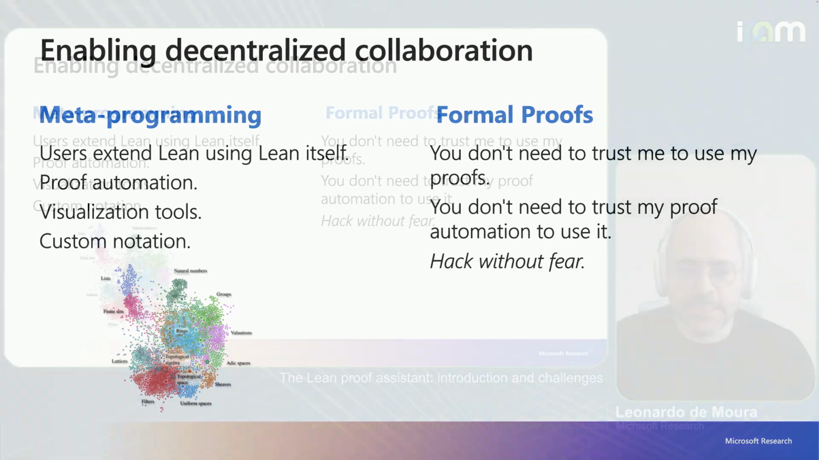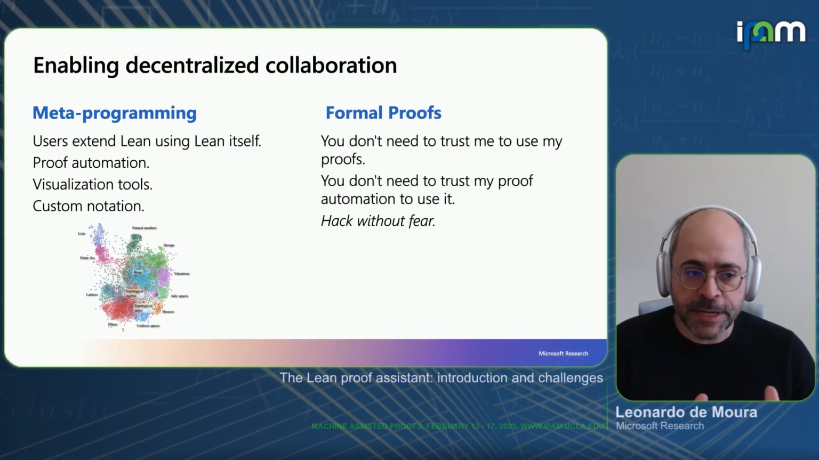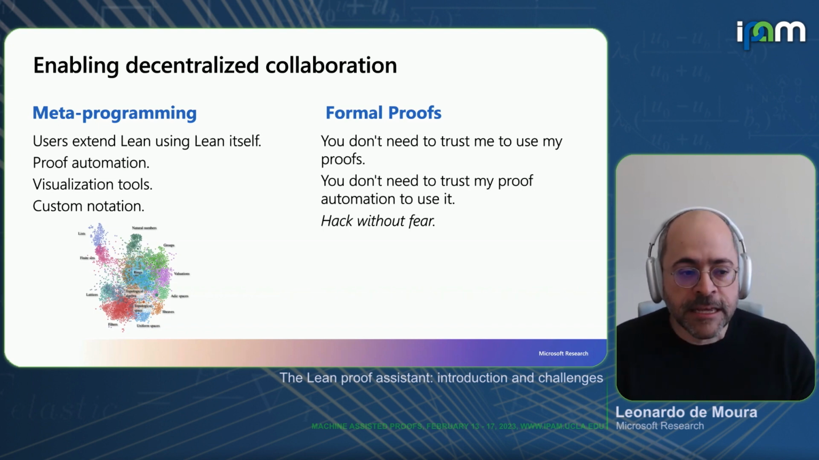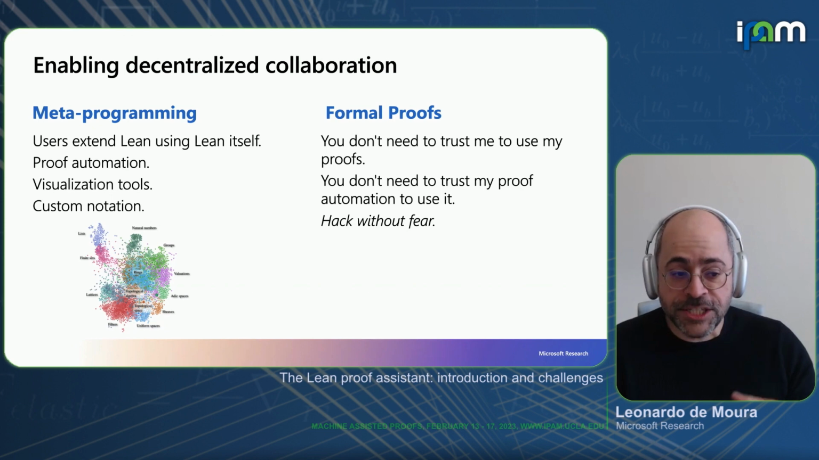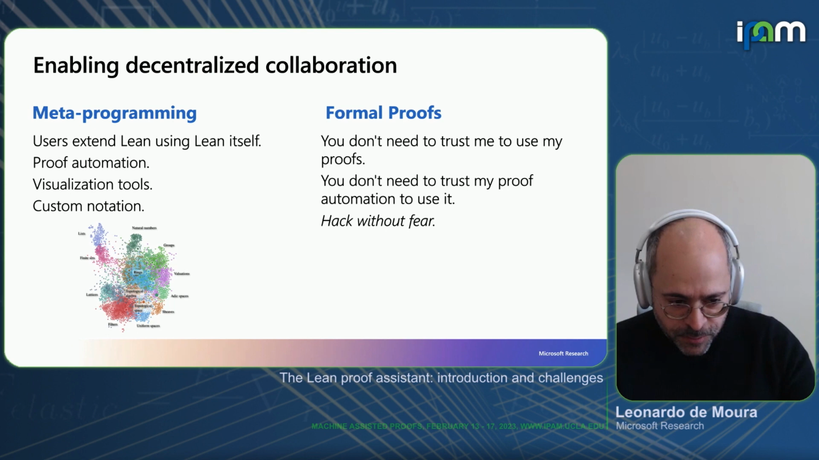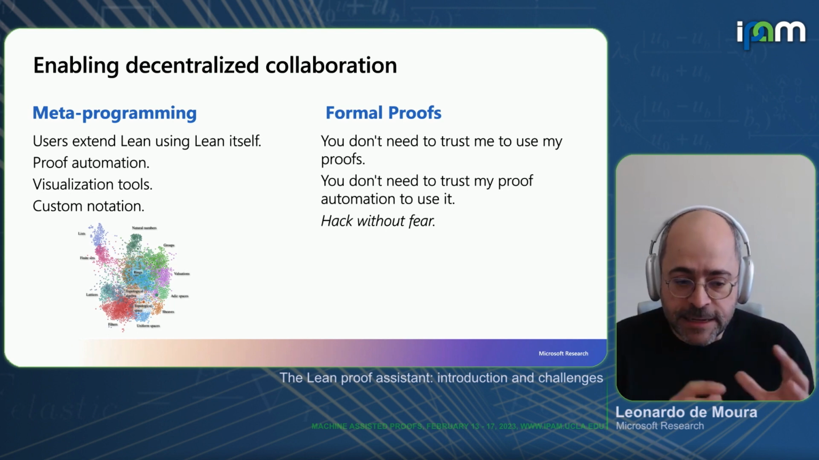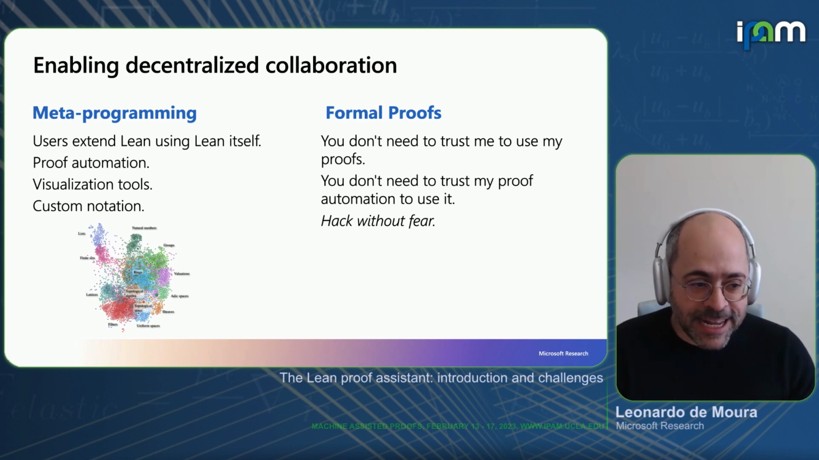We like to believe that Lean enables decentralized collaboration, and there are two main ingredients in this story. We have metaprogramming. What's metaprogramming? It's the ability to use Lean to extend Lean itself. You can create your own proof automation using Lean. You can create visualization tools. You can create your own notation. For example, this visualization on the bottom of the slide was created automatically by a tool that Patrick Massot wrote. Creating this kind of automatic visualization is important.